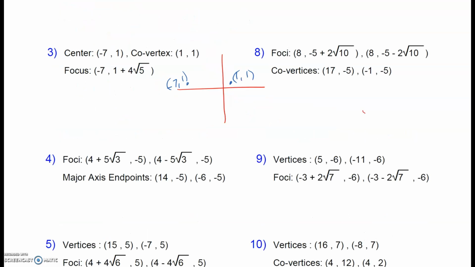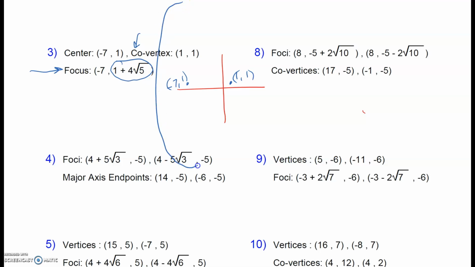In number 3, I see that the center is negative 7, 1. A co-vertex, just one of the vertices, is 1, 1. Now, when people or a book or a worksheet calls it a co-vertex, it really means it's a vertex on the minor axis. But we kind of know that from this focus as well, because if we start at negative 7, 1 and we go up and down, I know that because we're adding to the y coordinate here, we're adding 4 root 5. So that means we're going up. So what that tells me is that the major axis is vertical.